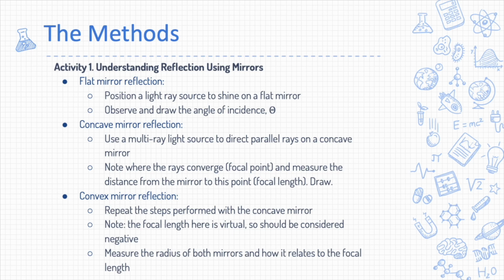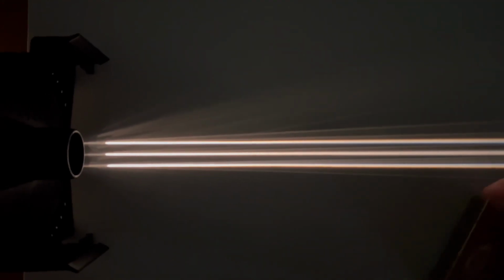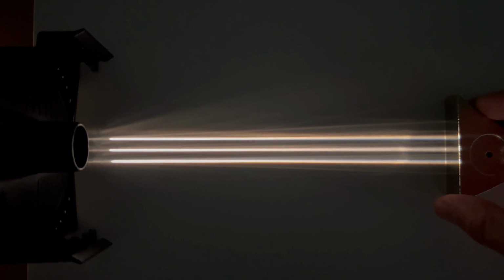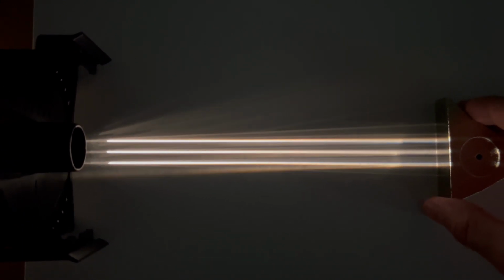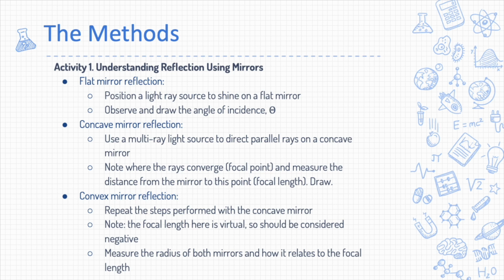We first used the flat mirror and positioned it directly in front of the light source, and we traced the shined rays and the reflected rays on a piece of paper. We did that for each one of the mirrors. And obviously with the flat mirror, the reflected rays went straight back onto the shined rays.